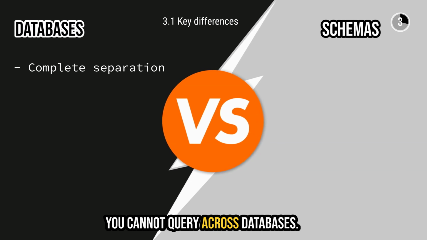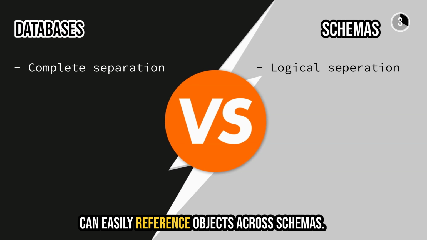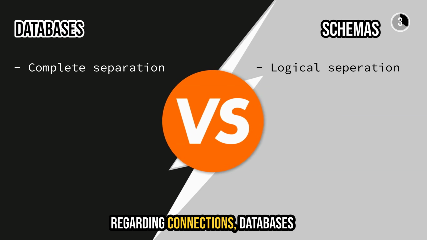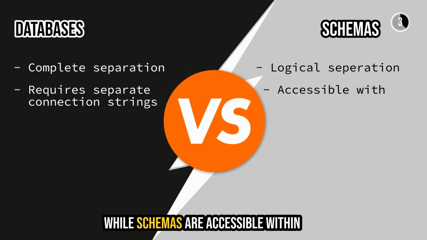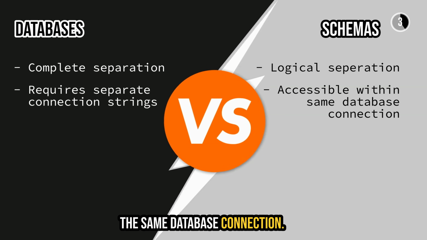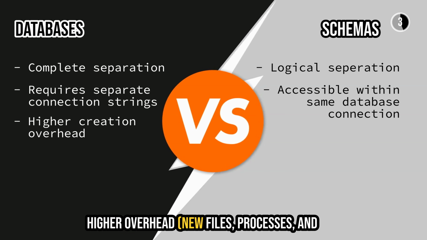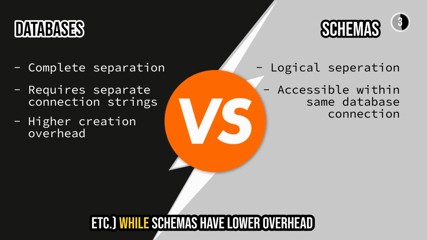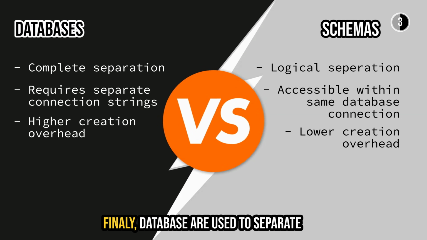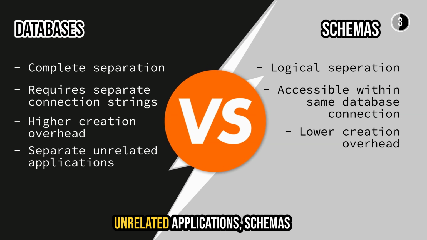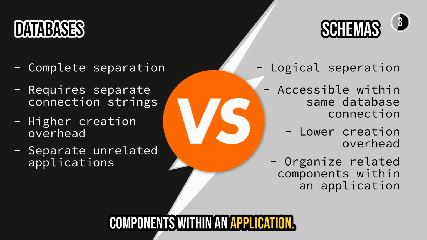You cannot query across databases, while schemas are logically separate, and you can easily reference objects across schemas. Regarding connections, databases require separate connection strings, while schemas are accessible within the same database connection. In terms of creation costs, databases have high overhead, new files, processes, etc., while schemas have lower overhead, as they are just logical separation. Finally, databases are used to separate unrelated applications. Schemas are used to organize related components within an application.